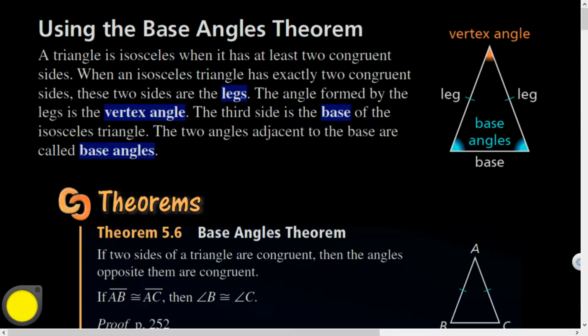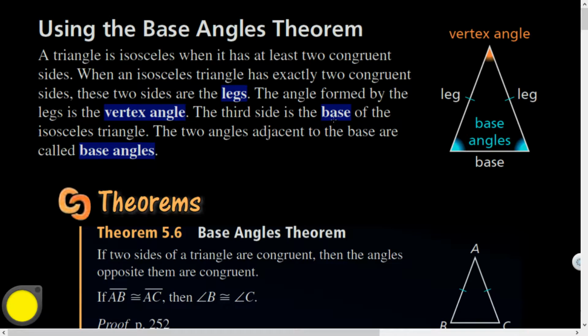It says this: a triangle is isosceles when it has at least two congruent sides. True story, that's just the definition of isosceles. When an isosceles triangle has exactly two congruent sides, these two sides are the legs. Makes sense. The angle formed by the legs is the vertex angle. To be honest, I didn't even remember that. That's hardly ever referenced. But these other two are referenced far more often.